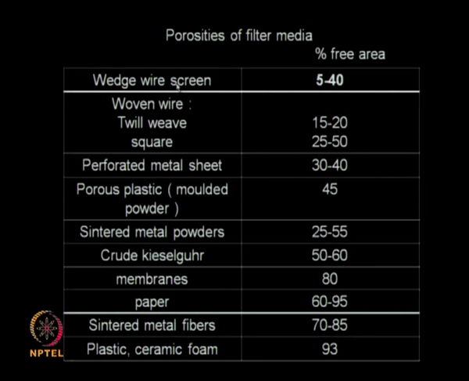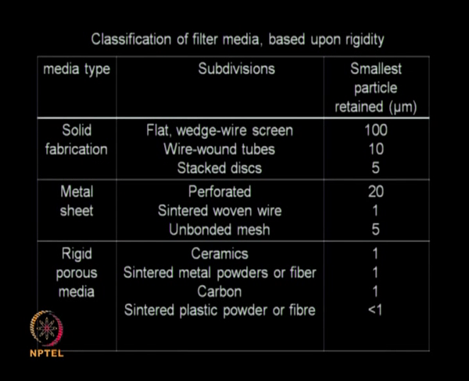So look at the porosities of these filter media. It varies from almost 5 going up to 85% free area available actually. So we are talking about wire screens, woven wire, perforated metal sheets, porous plastics, sintered metal, Kieselguhr, membranes, paper, metal fibers, ceramics, foams, plastics. So a large number of synthetic or natural materials are used for this filtration process actually.